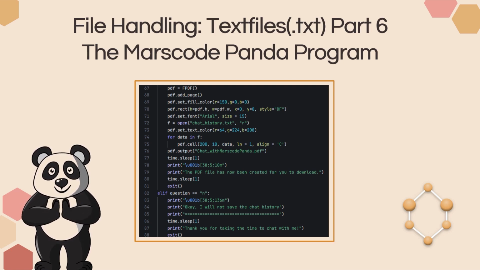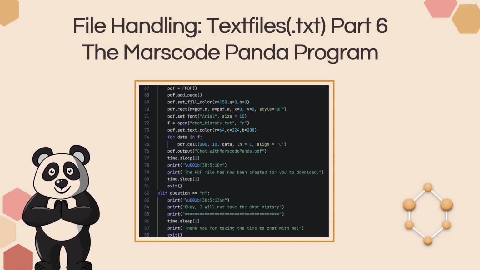After we finish writing everything from the file into the PDF, we have to specify what would be the PDF document's name by putting this line 76 where we say pdf.output, and we put the name of the PDF document, and here you can see it is chat with MarsCode panda.pdf. So that's the name of the document that will be generated by the time this program is run. And so the user can download and view the contents.